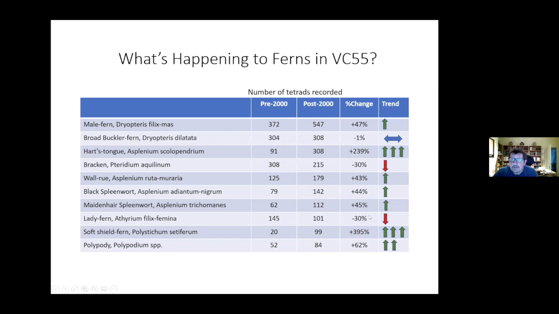Athyrium filix-femina, the lady fern, has gone down by 30%. Now that I think is explicable by drainage, land drainage, removal of the wetter ditches, and removal of natural habitats. These are more common in settled, stable habitats. So these are definitely decreasing. But what's going on? I think it's very hard to say.